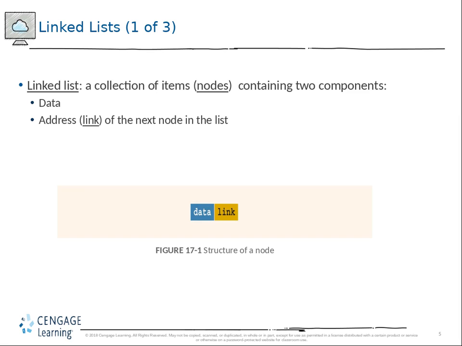All right, first off, a linked list is a collection of items, nodes containing two components, the data and the link. Hey, what's the link? What have I been calling it the whole time? The next piece of data. Oh, but if it's a link, what is it? It's a pointer. All right, the link is a pointer. So it contains a piece of data and a pointer. What do you think it points to? The next one. All right, we're doing great.